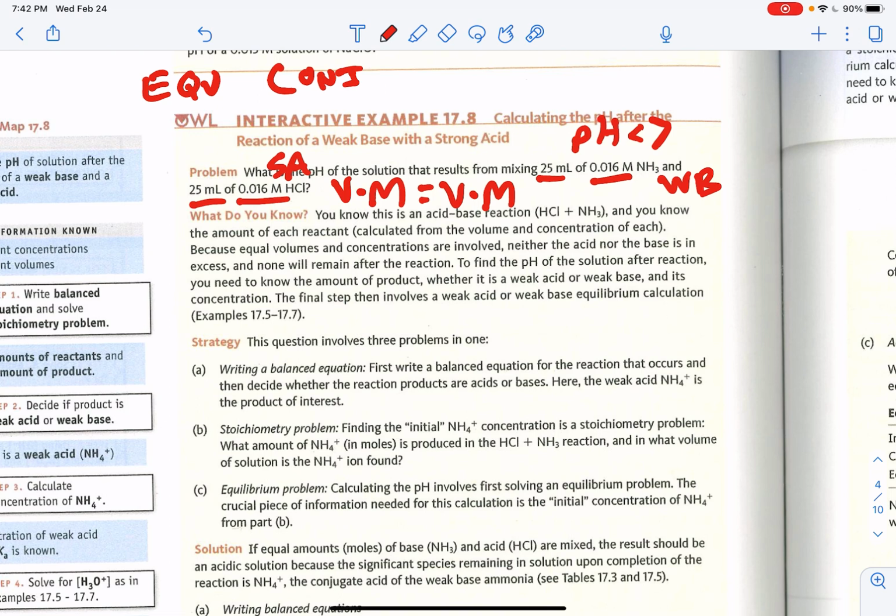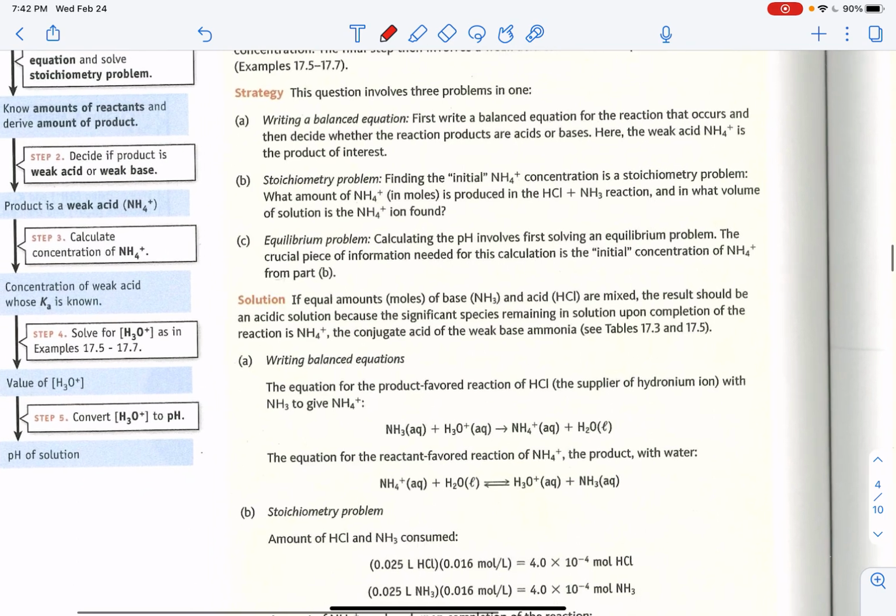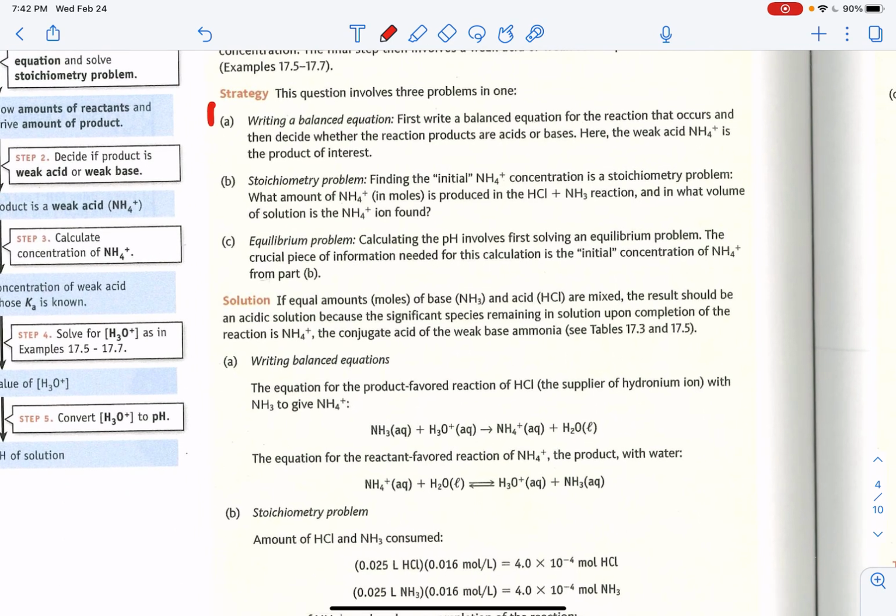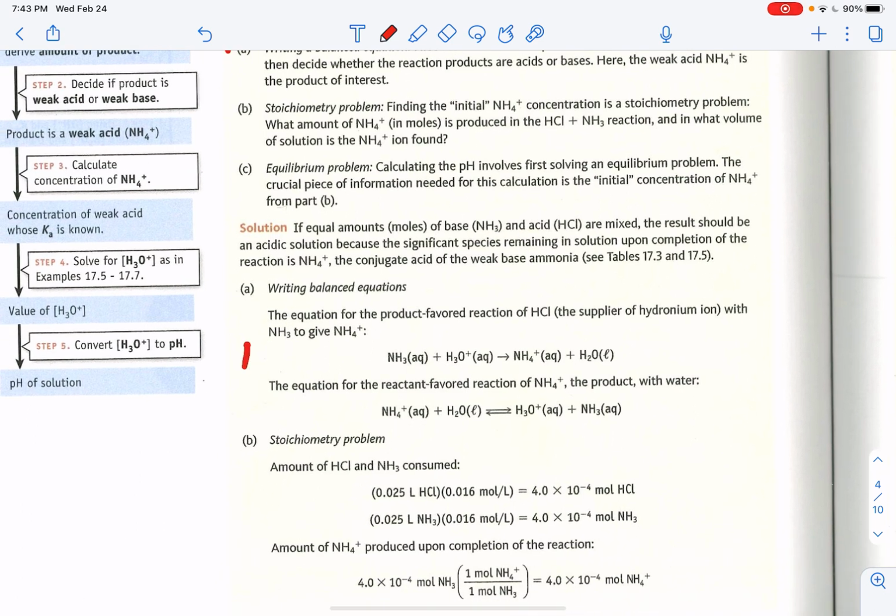Your equation is always going to be the hydrolysis of the conjugate. And by hydrolysis, we mean water. Okay? So, step 1, write the balanced equation. Step 2, you're going to need to write your equilibrium expression. So here's my balanced equation.